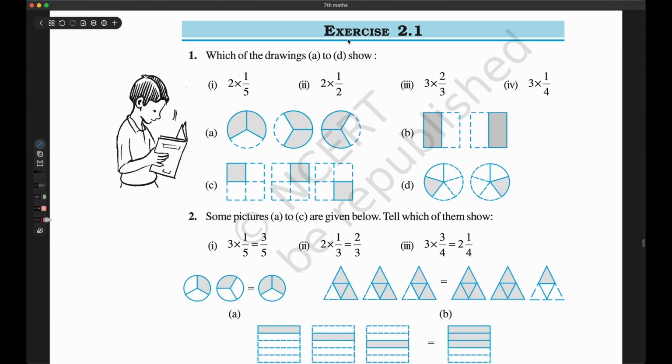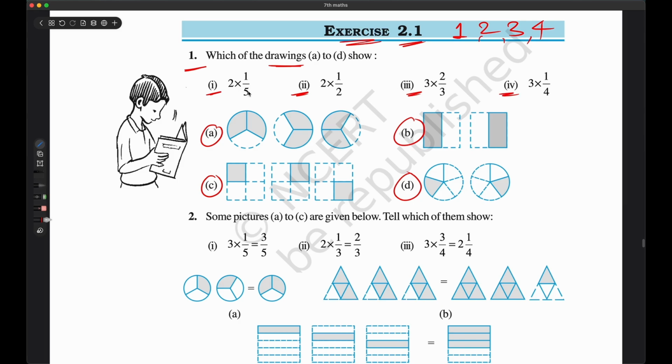Hello everyone, my name is Shyam Chauhan and in this lecture we are going to cover exercise 2.1 question number 1, 2, 3 and 4. Question number 1 says that which of the following drawings, that is A, B, C and D, shows these four options.